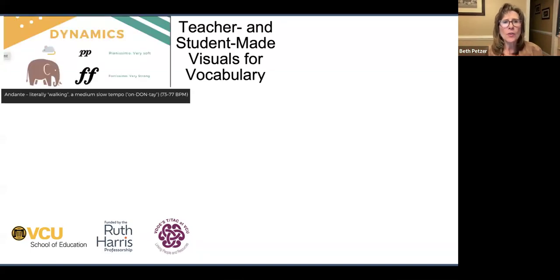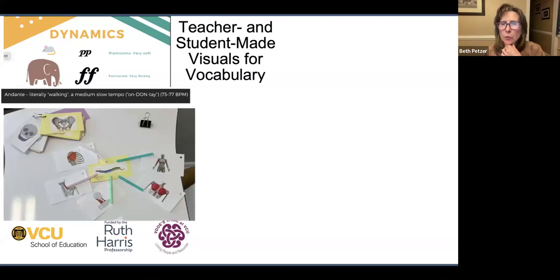And then he also uses Canva to create visuals for his vocabulary: pianissimo, fortissimo, and the mouse is for the soft, and the elephant is for the loud. So that's a teacher-made visual.